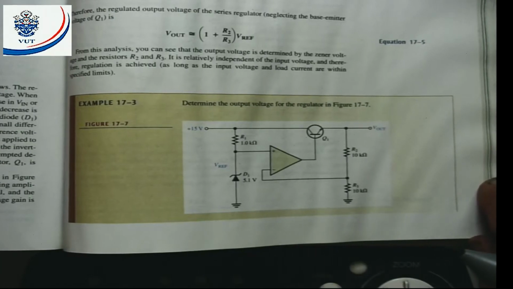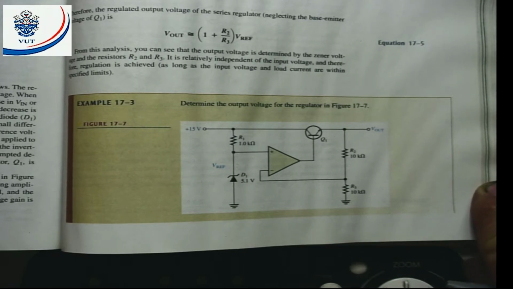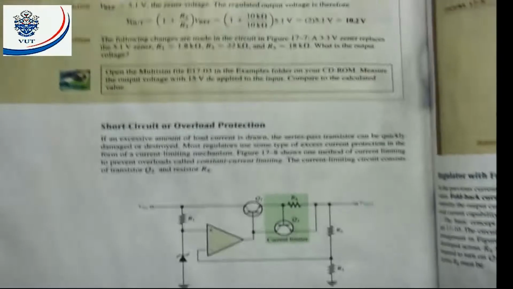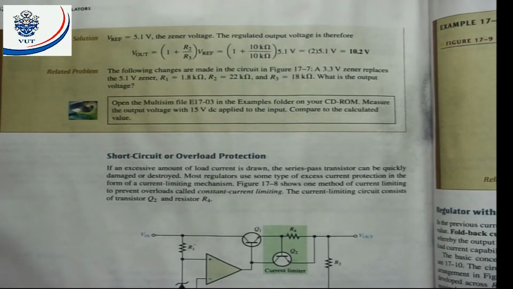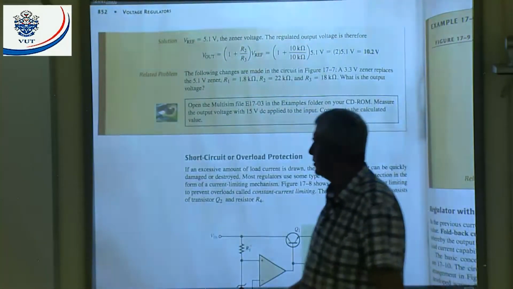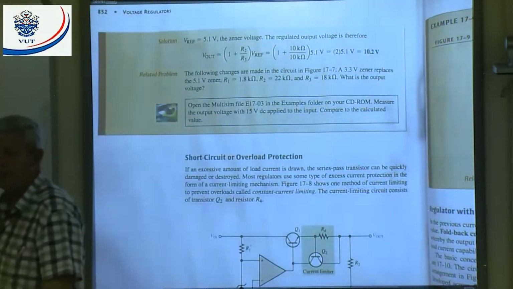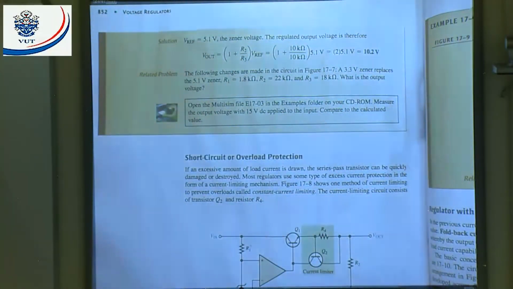Here's an example where they just use the formula. They say determine the output voltage for the regulator in figure 17.7. And there they use the formula, but there they use a Zener diode of 5.1 volt. That means my output voltage is going to be 10.2 volts. Are there any questions? Does everybody understand? All right. Next circuit, short circuit and overload protection.